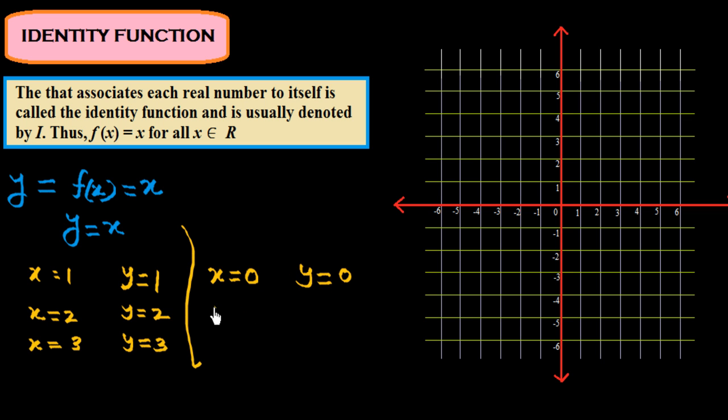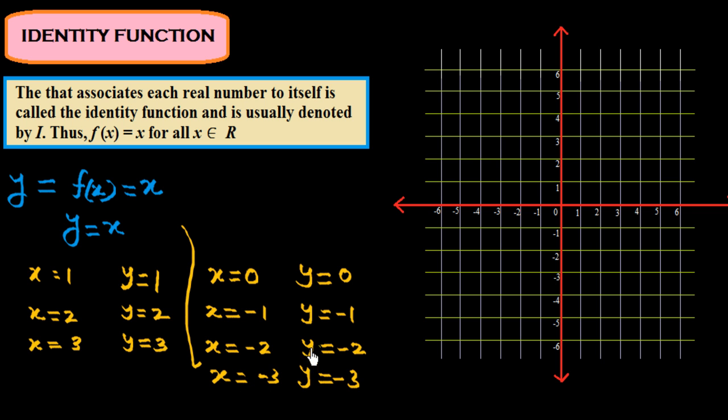If we take the negative numbers, x is equal to -1, y is -1. X is equal to -2, y is -2. X is equal to -3, y is also -3. The same number would be there, the reflection of that number would be there in the y coordinate as per the x coordinate. So now we plot these numbers on this graph.